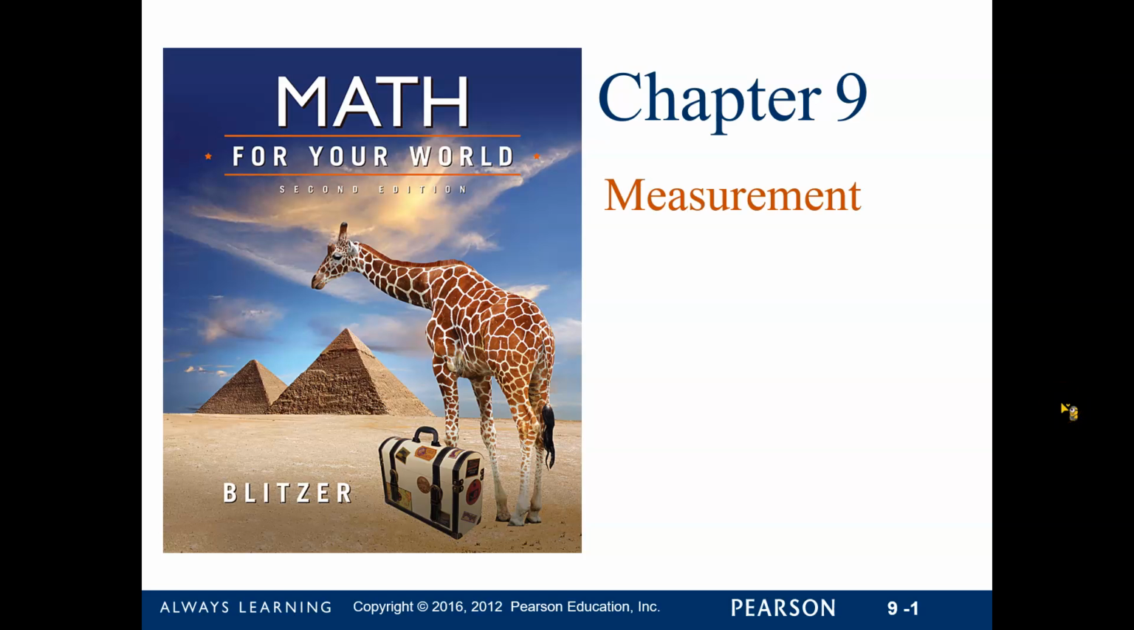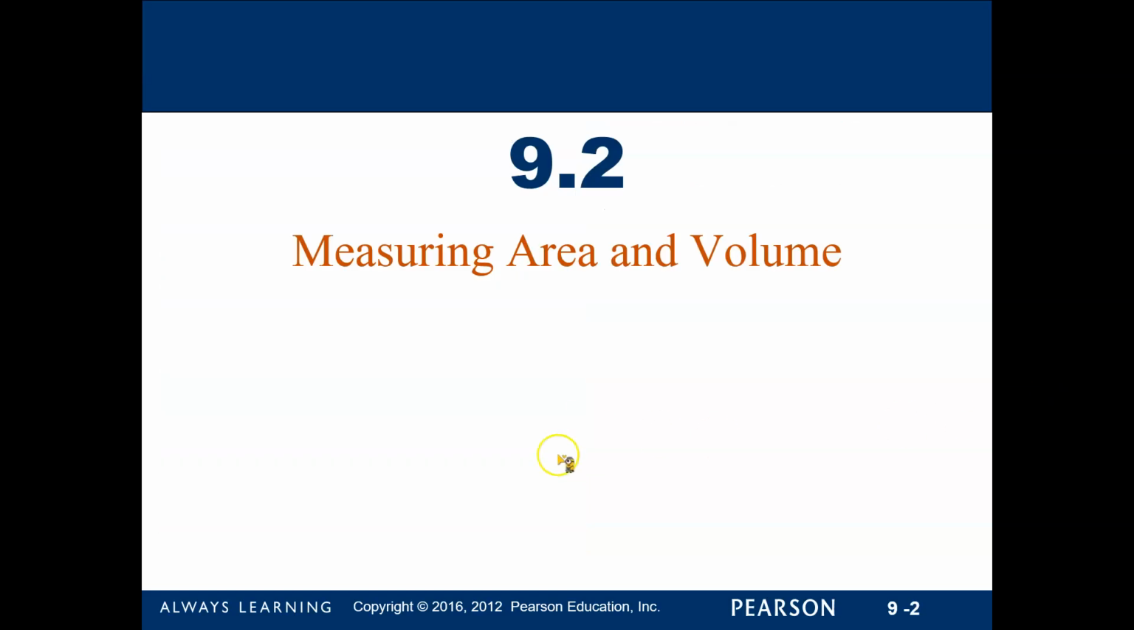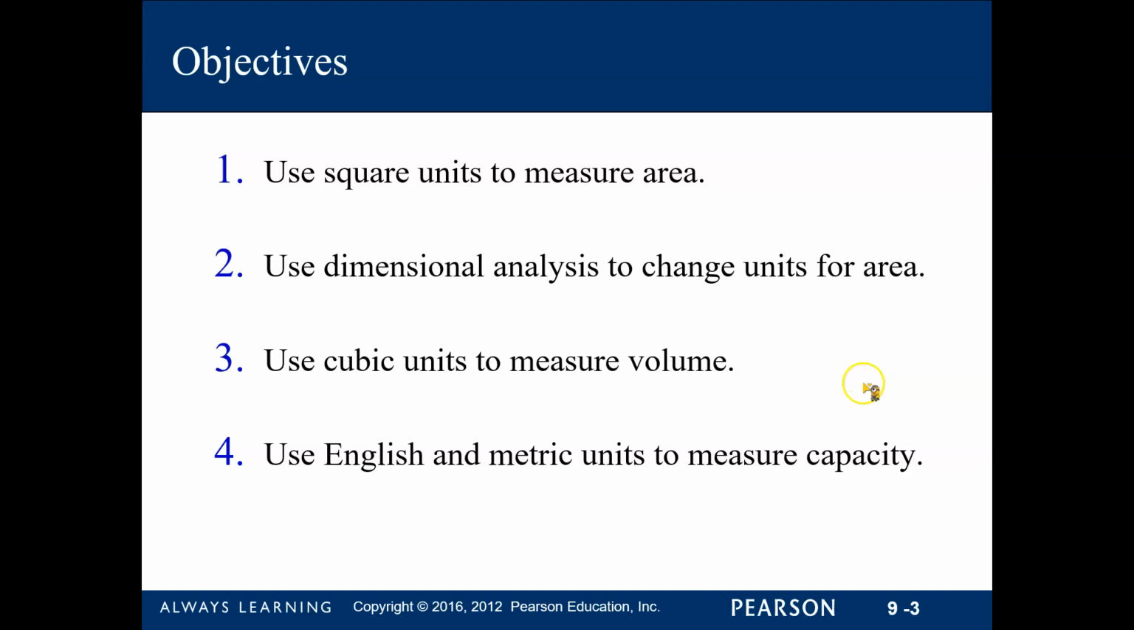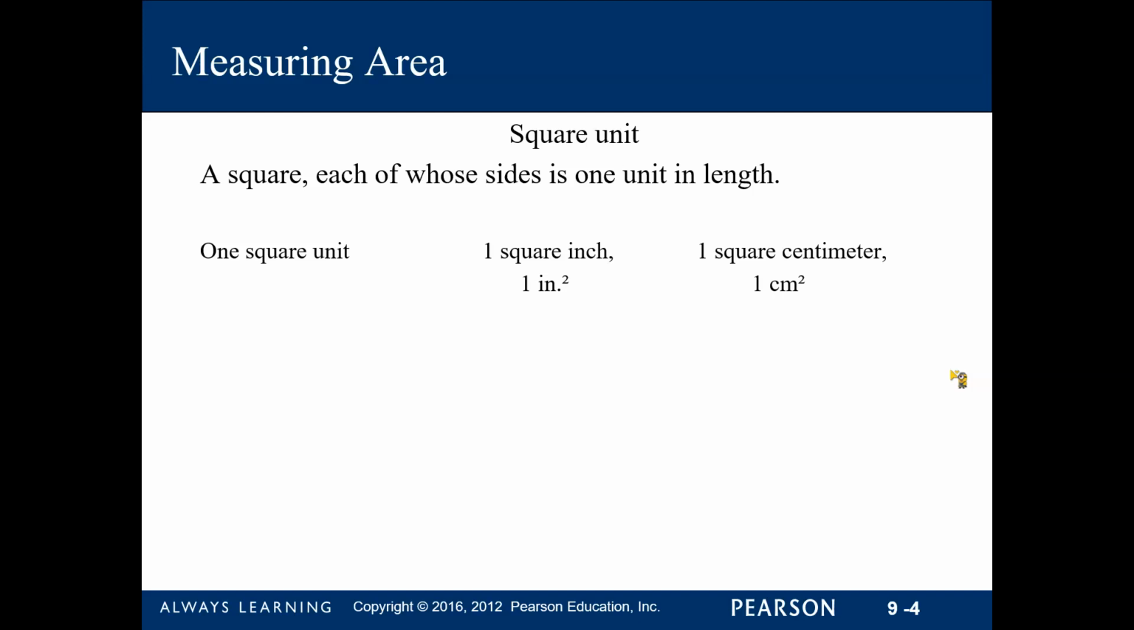So now we are going to continue discussing Chapter 9, Measurement, and this time our focus would be on measuring area and volume. So we are going to use square units to measure area, use dimensional analysis to change units of area. We are going to use cubic units to measure volume and also use English and metric units to measure capacity.